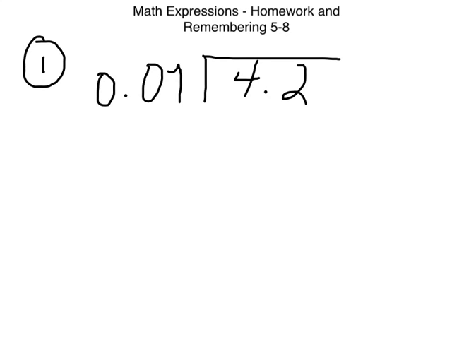Okay, Math Expressions, Unit 5, Lesson 8. In this Lesson 8 homework and remembering paper, we have both the dividend and the divisor as decimal numbers. So we'll start with our divisor, and like we did before, we'll make that a whole number by multiplying this one by 100 because the 7's in the hundredth place. So now this is a 7 because our decimal is there.